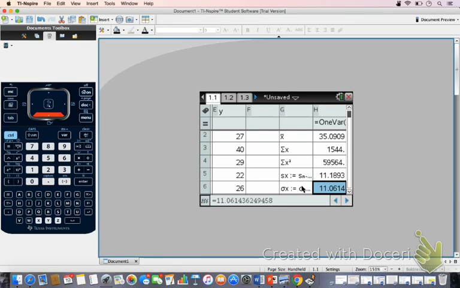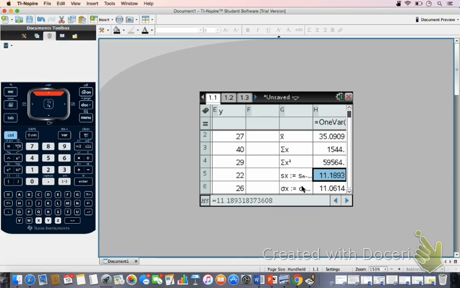Our calculator has also done us the favor of finding S and sigma. Remember here, sigma is unknown. Your calculator does not know if this was a sample or a population, but you do. This is a sample of data, so you're using S, your sample standard deviation, 11.1893. Write those down, and we're going to use those to calculate our t-test statistic.